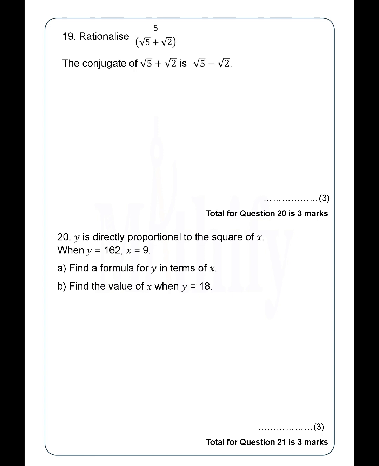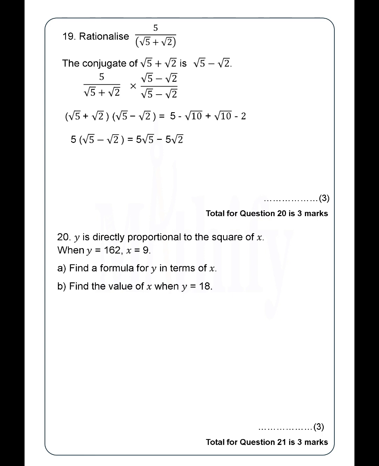So 5 divided by square root 5 plus square root 2, multiplied by square root 5 minus square root 2 divided by square root 5 minus square root 2. Now multiply the top and bottom fractions. So start off with the denominator. Square root 5 times square root 5 is equal to 5. Square root 5 times minus square root 2 is equal to minus square root 10. Positive square root 2 multiplied by square root 5 is equal to square root 10. Square root 2 multiplied by minus root 2 is equal to minus 2.